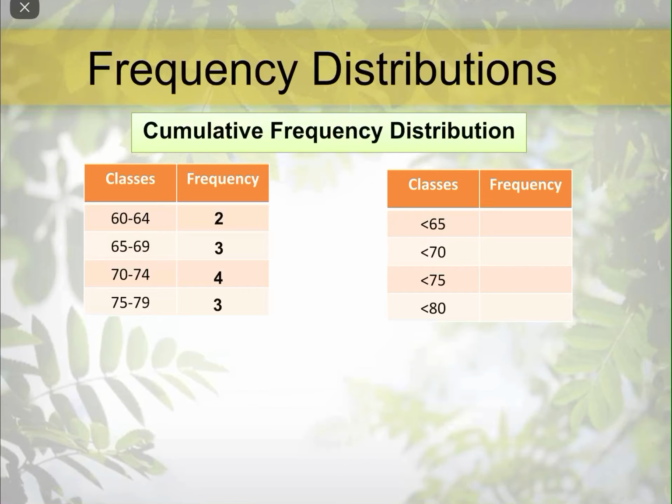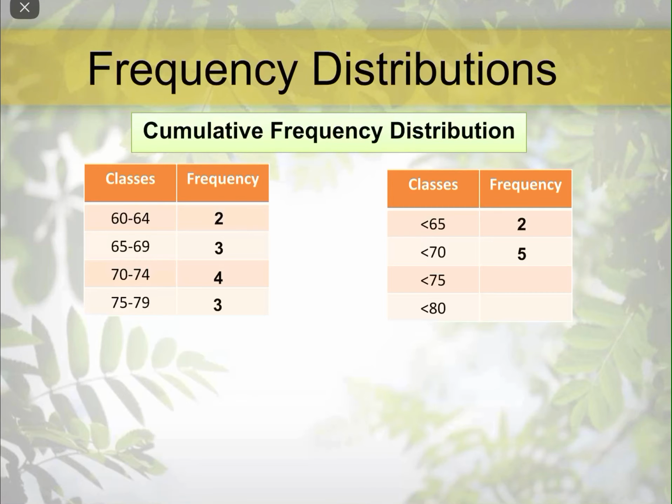Okay, next is cumulative frequency distribution. This is figuring out how many data points are below a certain level. So for example, if we're looking at that same frequency distribution on the left-hand side, and we want to find the cumulative frequency distribution for each class, the first class, everything lower than 65, well, there's only 2 data points that are smaller than 65. But if we're looking for all of the data points that are less than 70, that would be 2 plus 3 more. So that would be a cumulative frequency of 5 that are smaller than 70.